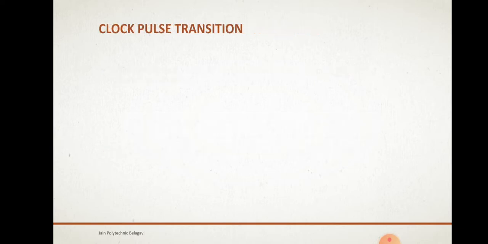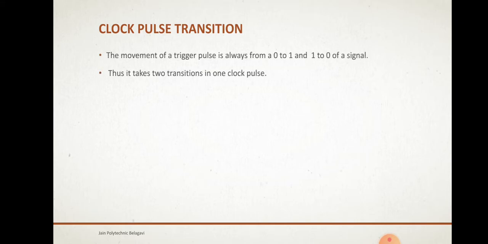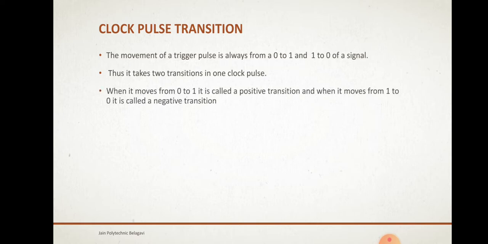Next, clock pulse transition. The movement of the trigger pulse is always from 0 to 1 and 1 to 0 of the signal. Hence, it takes two transitions in one clock pulse. When it moves from 0 to 1, we call it a positive transition. When it moves from 1 to 0, we call it a negative transition in a clock.